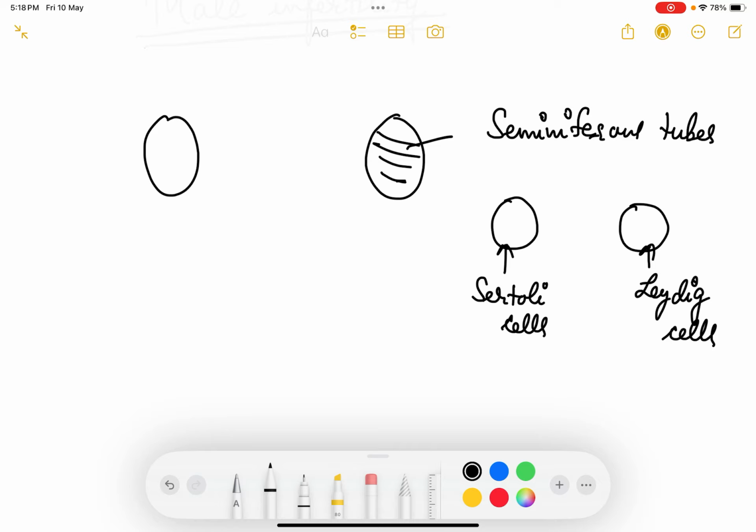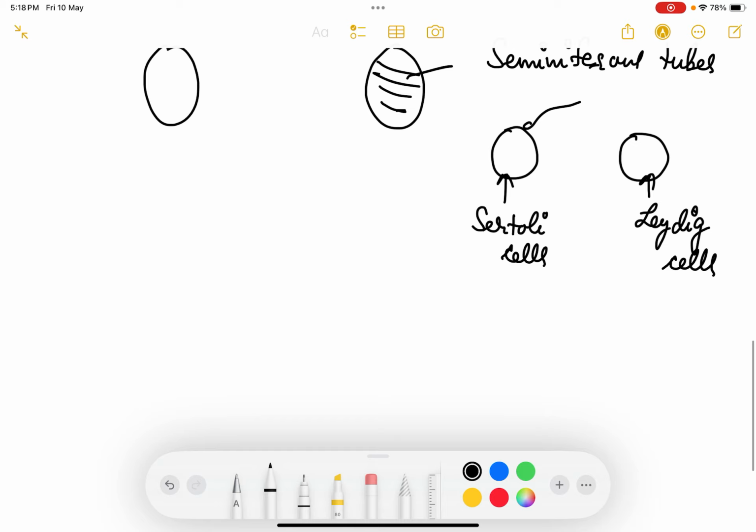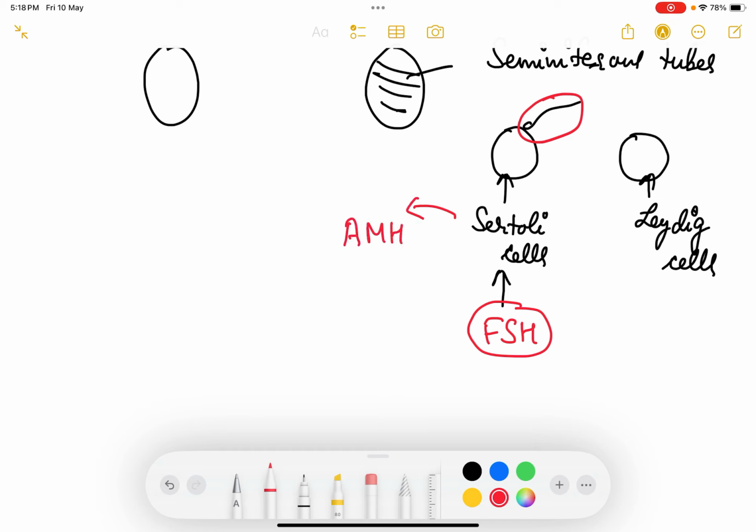Basically Sertoli cells help in formation of the spermatozoa, and Sertoli cells are stimulated by FSH, follicle stimulating hormone. FSH comes and stimulates the Sertoli cells and they produce the sperms. They also produce a hormone called anti-Mullerian hormone, or AMH, also called the Mullerian inhibiting substance, MIS.